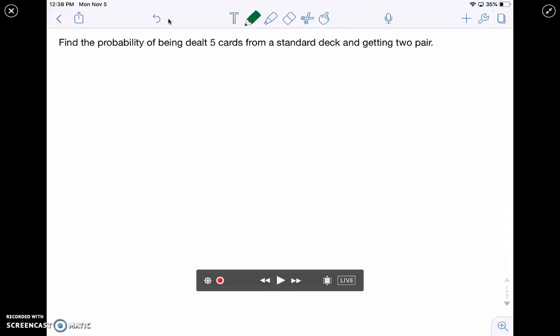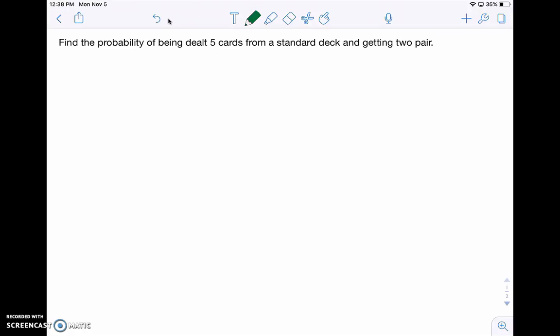Okay, in this video we're going to be looking at finding the probability of being dealt 5 cards from a standard deck and getting exactly 2 pairs. The order in which we're dealt these cards isn't going to matter, so you're going to see us using a lot of combinations. Permutations aren't going to be a big part of this, again, because the order in which you select these things doesn't matter.